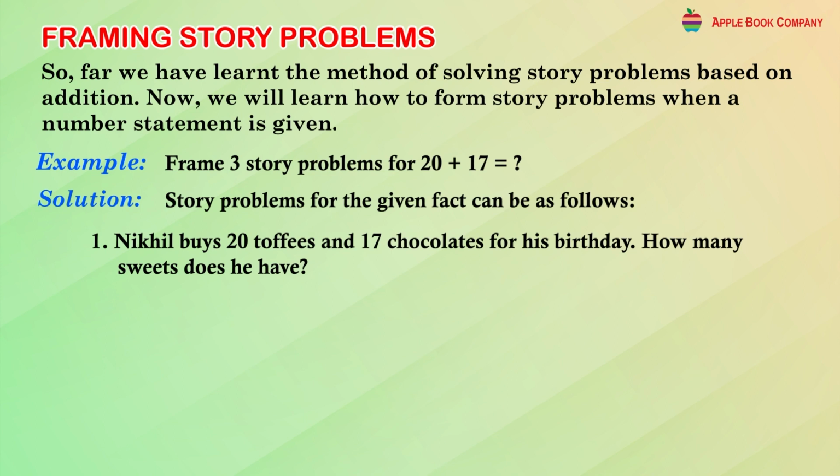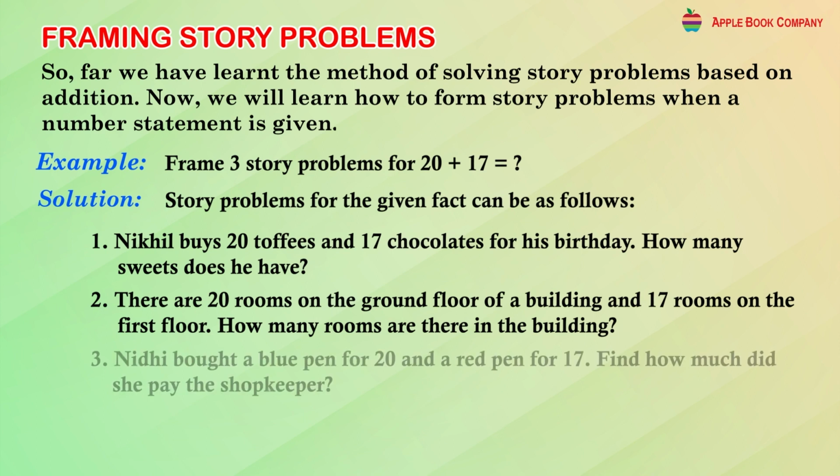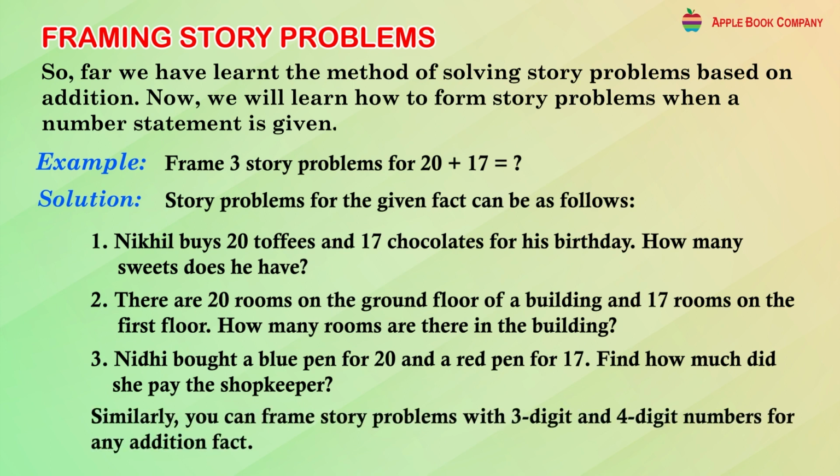Story problems for the given fact can be as follows. Nikhil buys 20 toffees and has 17 chocolates for his birthday. How many sweets does he have? There are 20 rooms on the ground floor of a building and 17 rooms on the first floor. How many rooms are there in the building? Nidhi bought a blue pen for 20 rupees and a red pen for 17 rupees. How much did she pay to the shopkeeper in total? Similarly, you can frame story problems with 3-digit and 4-digit numbers from the given facts.